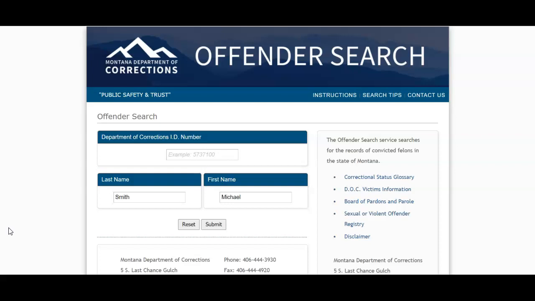Montana does allow you to search based on aliases, so if you know someone by a name other than their legal name, you should still be able to find them as long as the system knows that they've used that name in the past. We'll see that when we do our search here for Michael Smith, which seems to be a very popular alias that people use. Let's take a look.